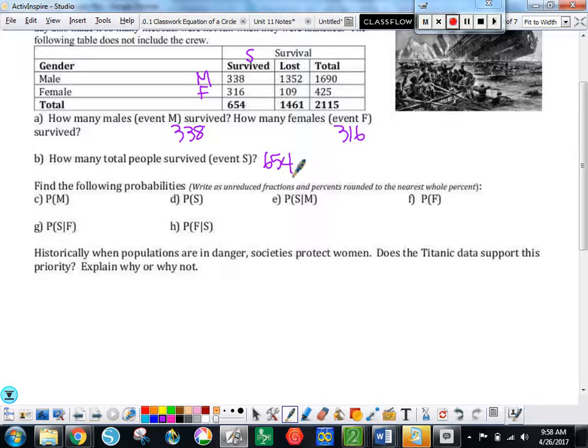So, hold on, how many males are there? We're just looking at males, not the 338, the 1690. Good, easy mistake. So, 1690 out of the total.